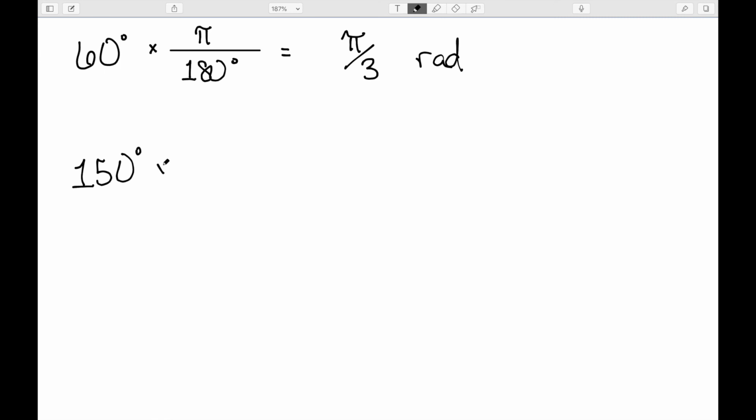Next, let's look at 150 degrees. Once again, I want to cancel the degrees, so I'm going to put degrees on the bottom, and what I want, radians, on the top. When I do this, 150 divided by 180 is 5 over 6. And then I still have a pi, so 5 pi over 6 radians.